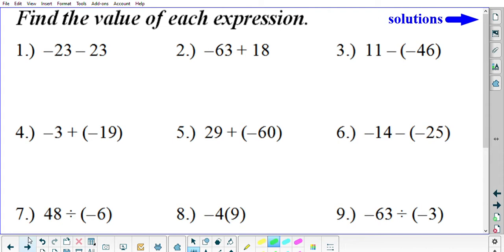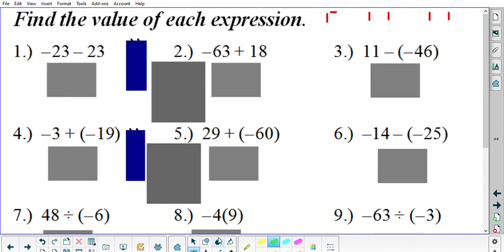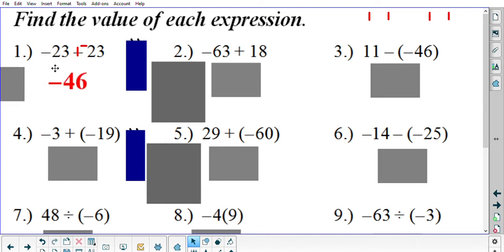All right, I hope you have already done numbers 1 through 9. Let's see how you did. Problem number 1. Notice it had subtraction. We should have made it adding the opposite right away. If you did not, I highly suggest you do that, because now you're going to understand why you would add in your head, because it's a negative plus a negative, and that's going to give you a negative 46. Add in your head.